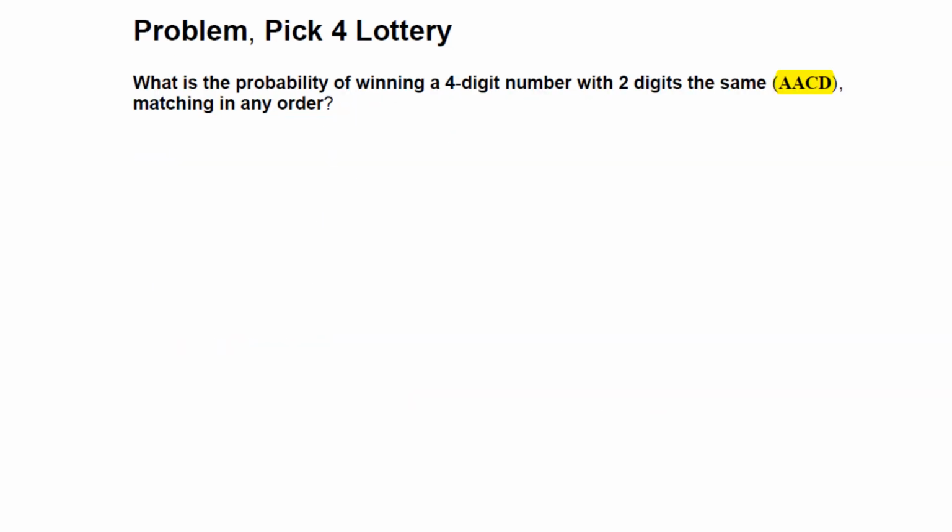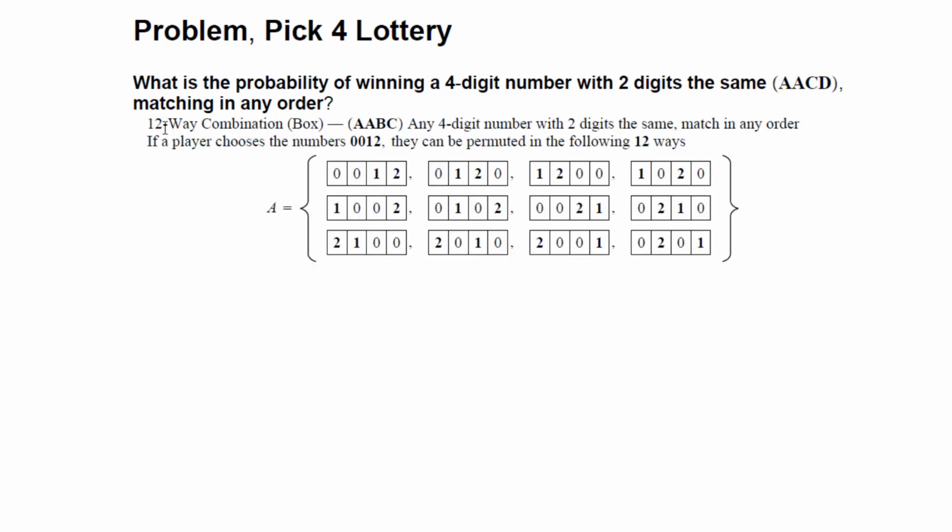Another question: what is the probability of winning a 4-digit number with 2 digits the same? So we have a ticket such as AACD, which means it could be like 7734, 5567, whatever. And for such a case, they call it a 12-way box. I do not call it a 12-way combination because this is a 12-way permutation, but they can use it in general terms sometimes as a 12-way combination.